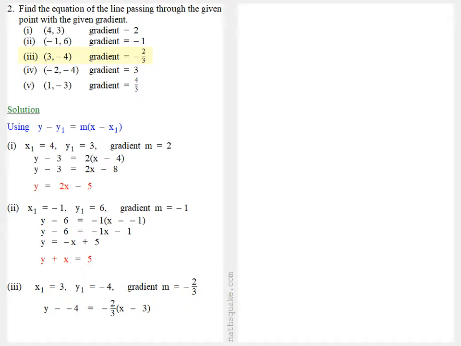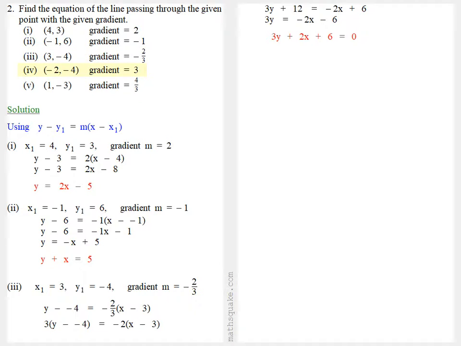If we multiply both sides by 3, we get 3 into y take away -4 equals -2 into x minus 3. Now, take away -4 is plus 4, so expanding the brackets, this gives us 3y plus 12 equals -2x plus 6. If we subtract 12 from both sides, we get 3y equals -2x minus 6, which we can write as 3y plus 2x plus 6 equals 0.